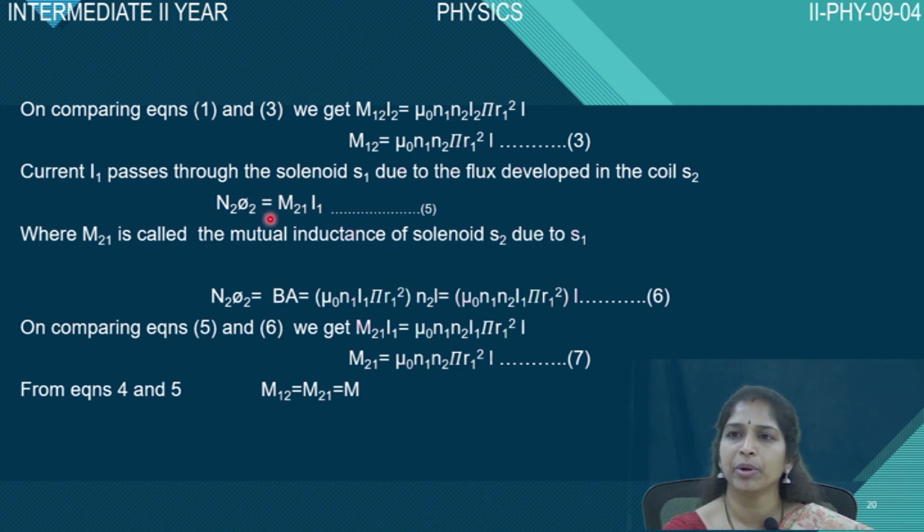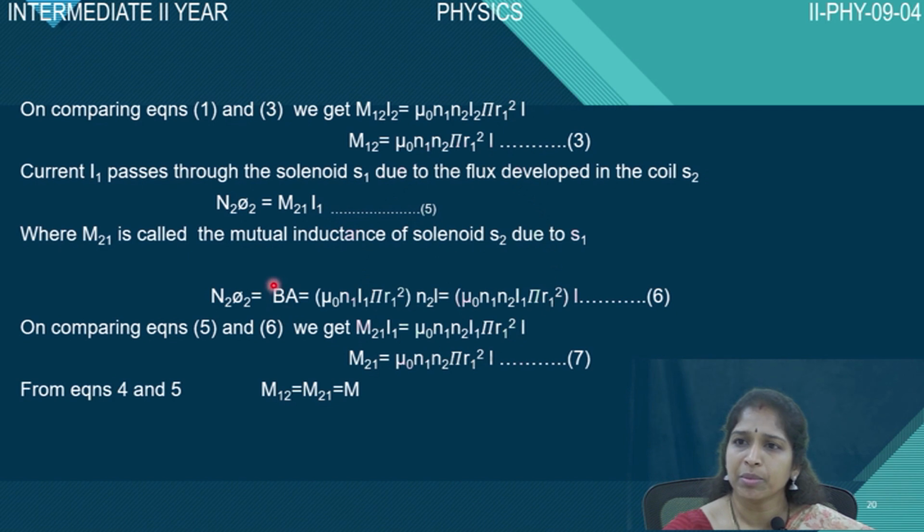If you remove the proportionality, we get a constant. Here that constant is not M12, it is M21. Why? Because flux is developed in the second coil due to the current that is passing through the first coil. So it is called the mutual inductance of solenoid S2 due to S1, due to the current that is passing through S1. So we got one equation.